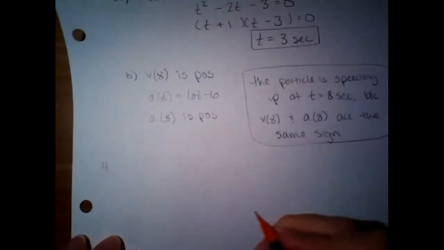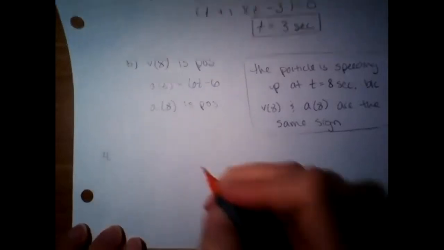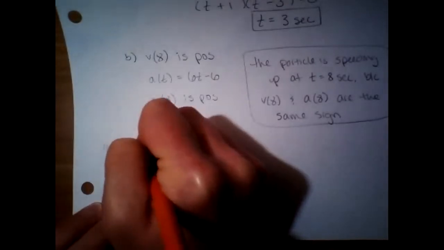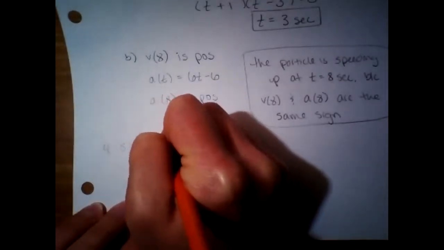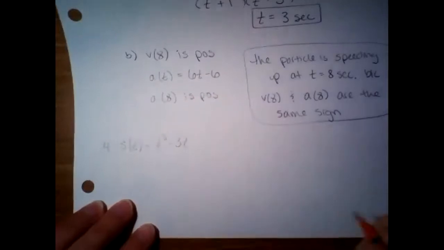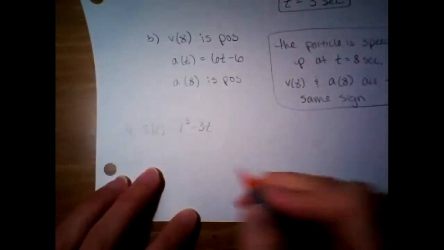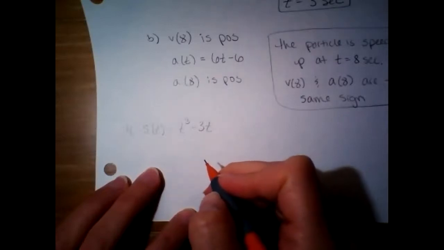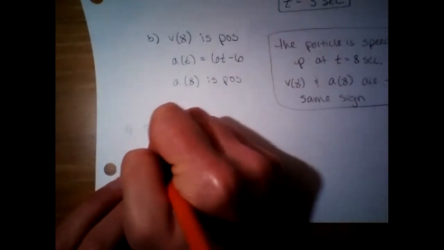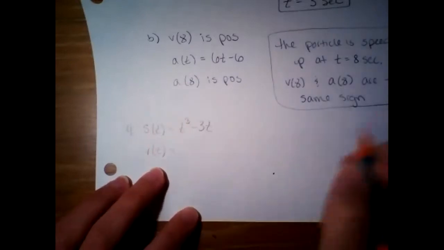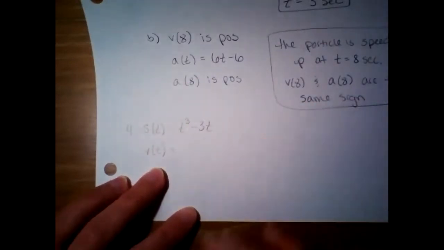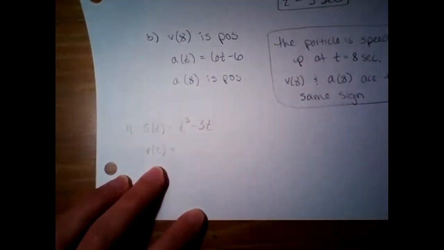Number 4 is asking, at what time does the particle change direction? And this is the position function that we were given. Again, time is in seconds and distance is in feet. So if we want to know when the particle changes direction, we have to know when the particle stopped. So that's going to be velocity equals 0. It can't turn around without stopping.